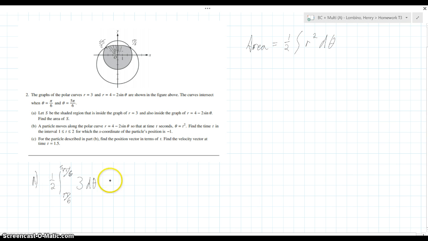and then we're going to add the integral from pi over 6 to 5 pi over 6 of 1/2 times 4 minus 2 sine theta, squared, d theta. And that's our area right there.